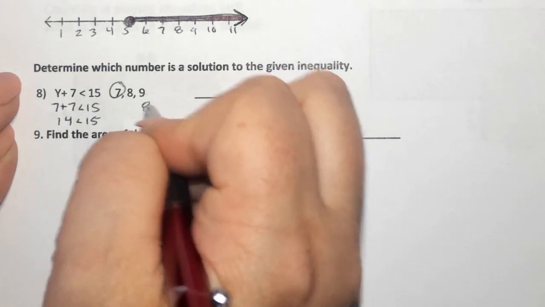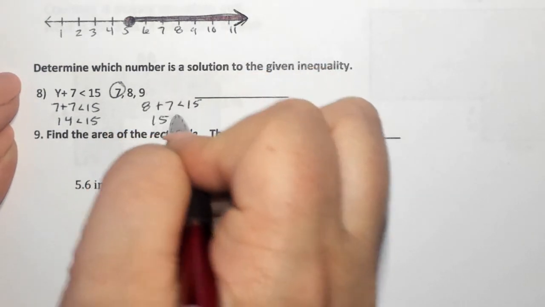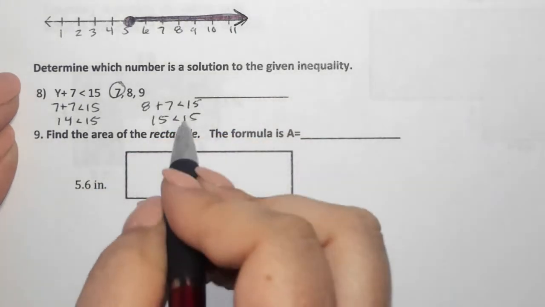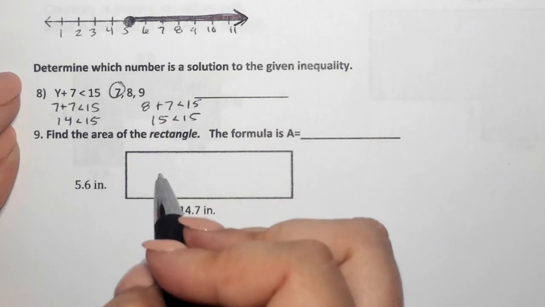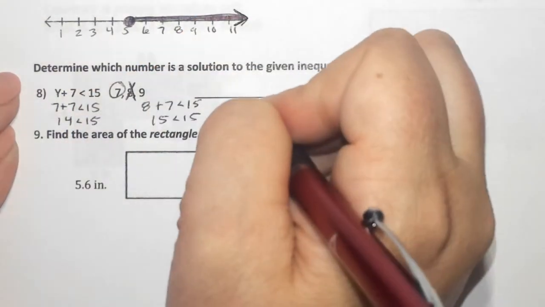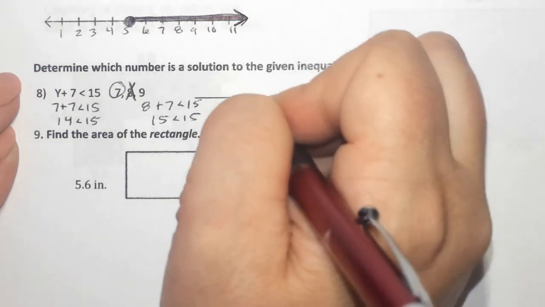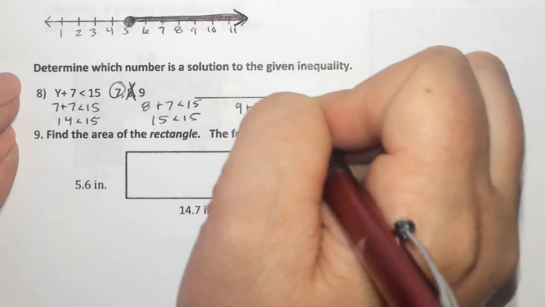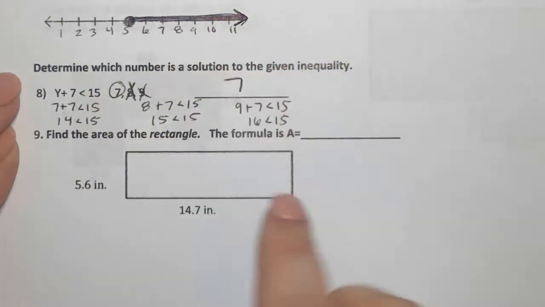The next one that I have to try is 8. 8 plus 7 is less than 15. Is 15 less than 15? No. What if that has an equal to bar? Then yes. So can you have more than one answer here? Yes. So the next one we have is 9 plus 7 is less than 15. Is 16 less than 15? No, so my answer here was 7.